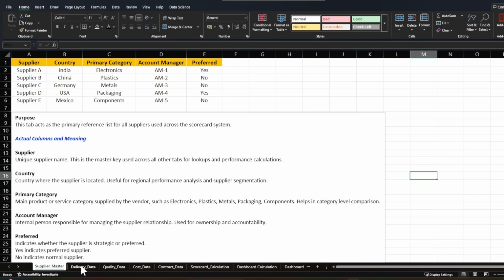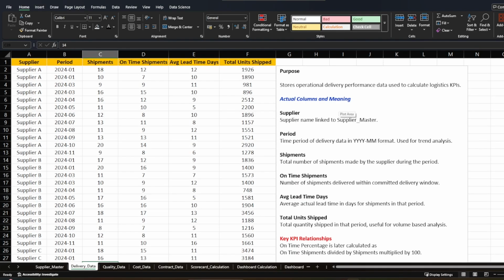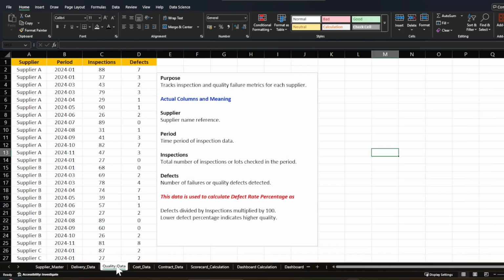Moving on to the next input, which is delivery data. The purpose of this sheet is to store operational delivery performance data used to calculate logistics KPIs. Here the data we have is by month. For supplier A in the first month, there were 18 shipments, out of which 12 were on time, with an average lead time of 12, and total units shipped were 1926. Within a month you can have multiple transactions. You can have it in a single row or you can have multiple rows the way I have written it. It's up to you.